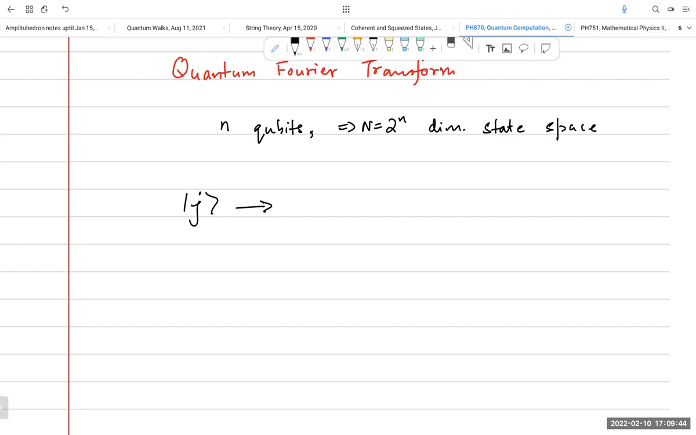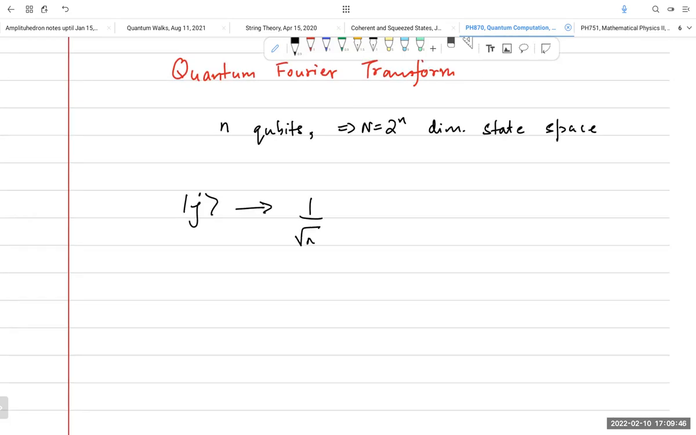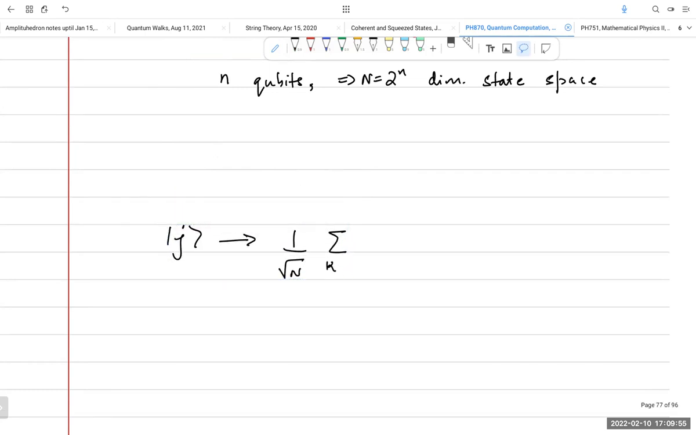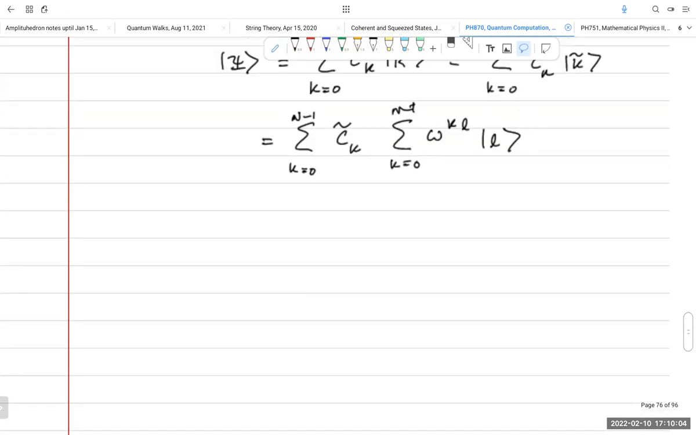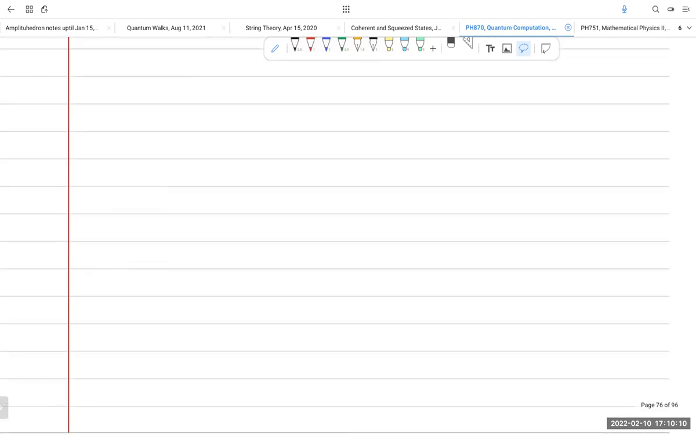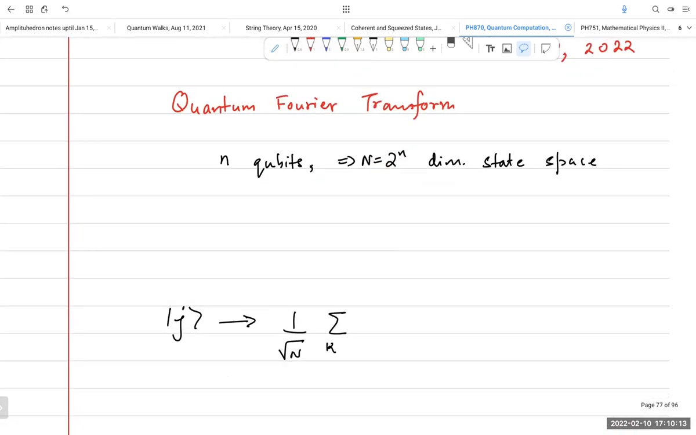So what is the statement of this Fourier transform? You get 1 by root N, summation over k. Now, in yesterday's lecture I used a convention for numbering qubits, sometimes going from 0 to n minus 1. Today I'm going to change that and use the convention where I label the qubits from 1 to n. This happens all the time; one has to get used to it.